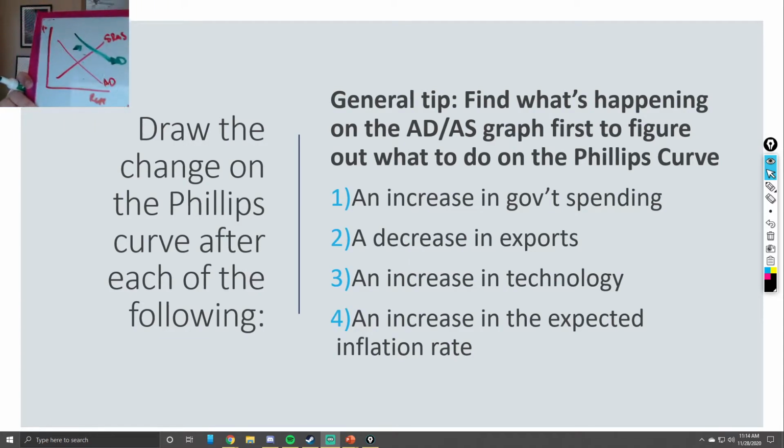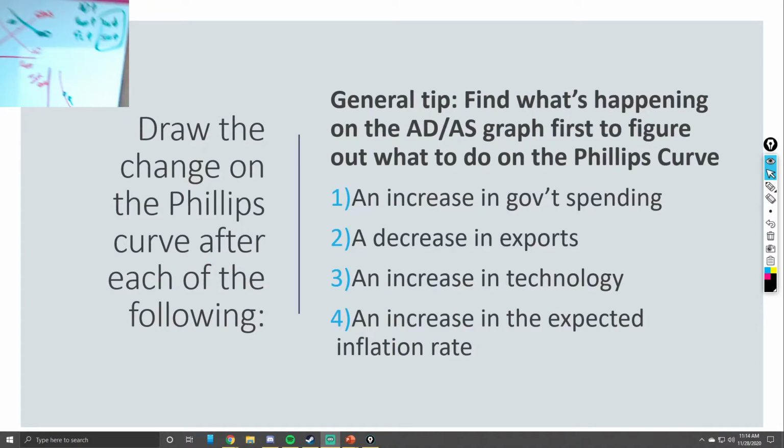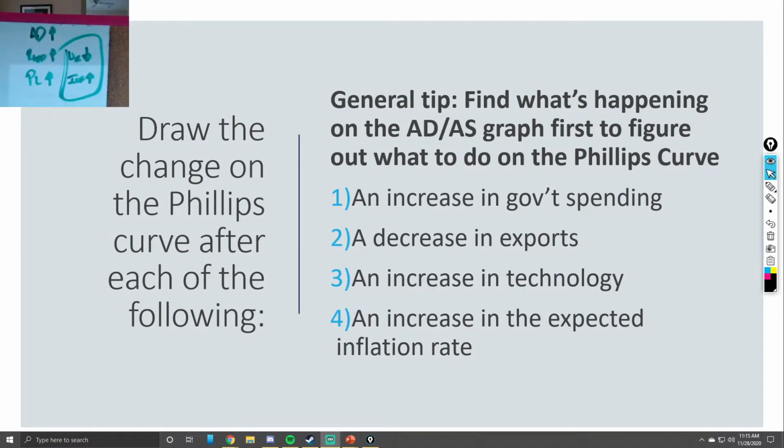Here is my aggregate demand supply curve. I drew the increased aggregate demand. I wrote off to the side what happened to all my stuff. AD goes up, GDP went up, unemployment went down because GDP went up, and price level went up, so inflation went up. So I'm focusing on this. That's what I'm looking at. I'm going to make that happen on my Phillips curve.